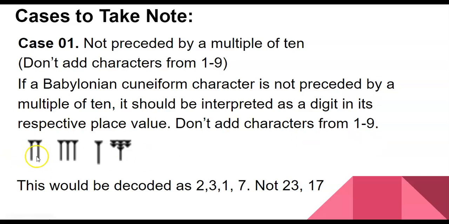So, we have 2 and we have 3. So, this should not be read as 23. So, 2 is a digit of a place value, and then 3 is also a digit of a place value, and then 1 is a digit of a place value, and we have 7, a digit of a place value. So this is not 23, 17. Instead, this is 2, 3, 1, 7. Instead of just having two place values, 23, 17, as sexagesimal notation, we have 4 place values, 2, 3, 1, 7 for the sexagesimal notation.